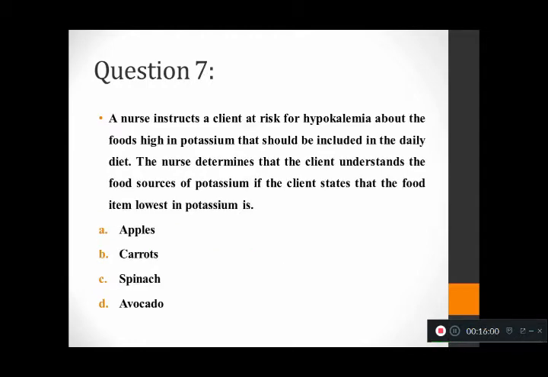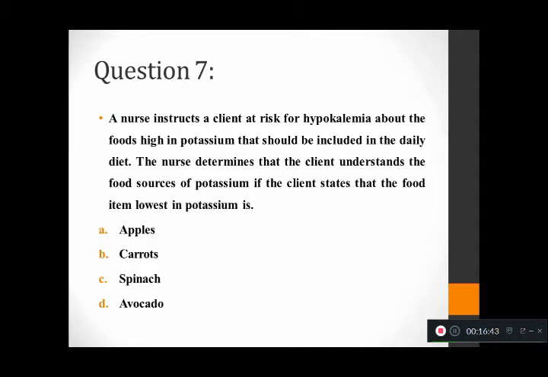A nurse instructs a client at risk for hypokalemia about the food rich in potassium that should be included in the daily diet. The nurse determines that the client understands the food sources of potassium if the client states that the food item lowest in potassium is option A apple, option B carrot, option C spinach, option D avocado. So in these four fruits or vegetables, which one is having low potassium content?